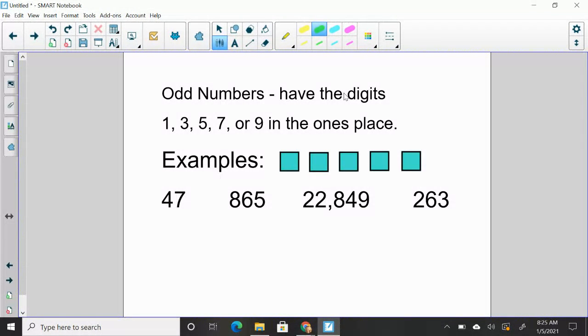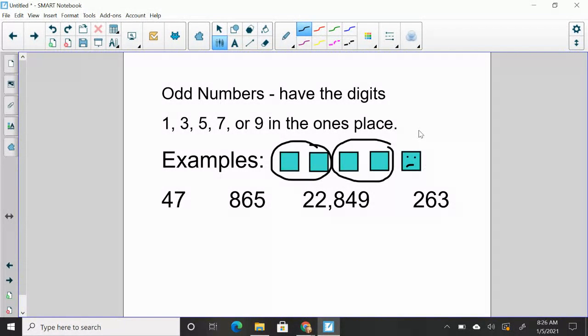Odd numbers have the digits 1, 3, 5, 7, or 9 in the ones place. So if you go back to thinking about when you were in first or second grade, and you worked with blocks or cubes a lot of the times, if I have 1, 2, 3, 4, 5 of these teal cubes right here, and I partner them up so everybody has a buddy, this guy on the end doesn't have a buddy. So he's a little sad. So this represents an odd number.